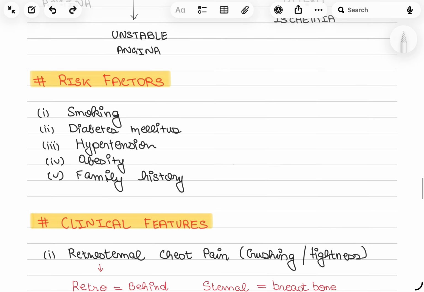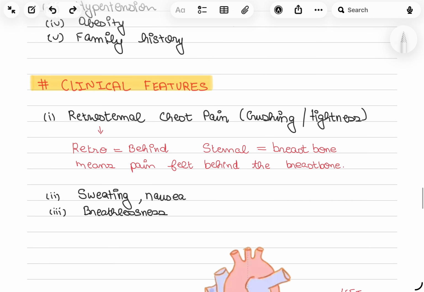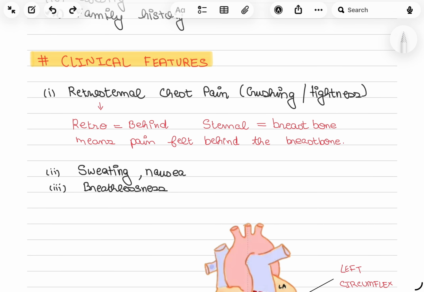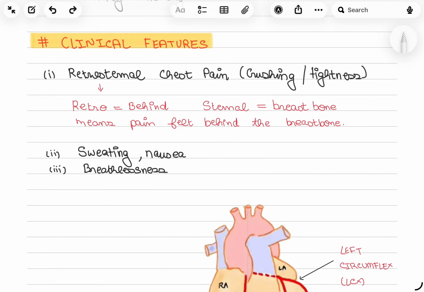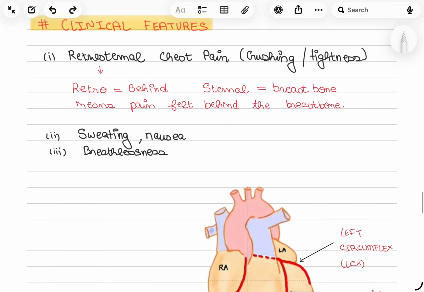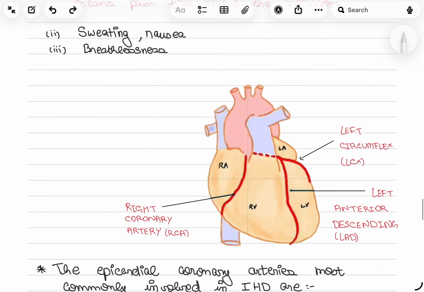So, what are the risk factors? Risk factors are smoking, diabetes mellitus, hypertension, obesity, or any family history or genetic. Okay, we'll come to the clinical features. Retrosternal chest pain. What is retrosternal chest pain? I've divided this word into two. Retro means behind, and sternal is the breastbone, you know that. So, retrosternal chest pain means pain felt behind the breastbone. And what is the type of pain? Crushing pain or tightness. Second is the sweating or nausea and breathlessness.